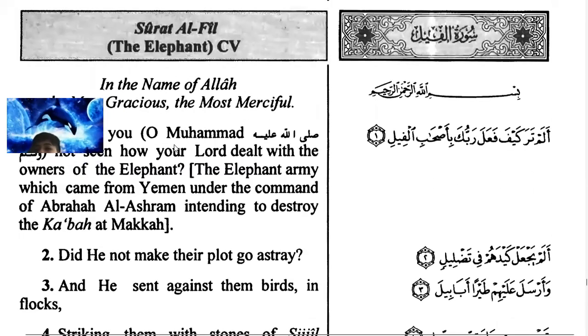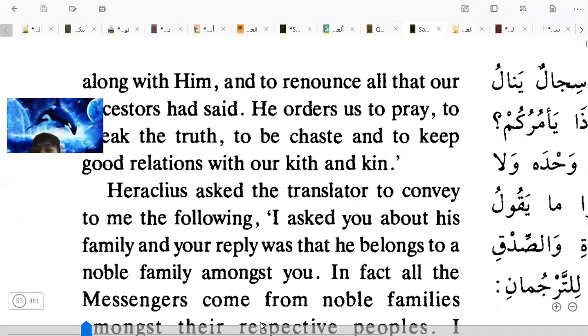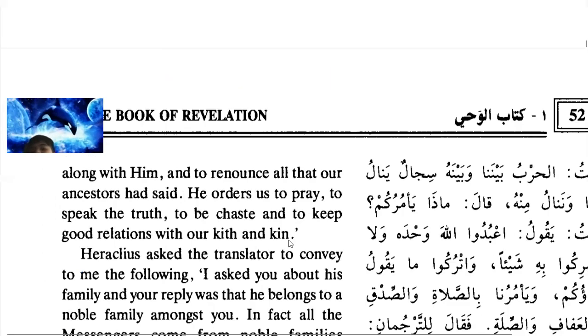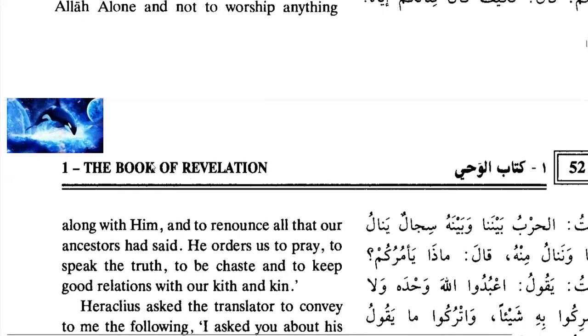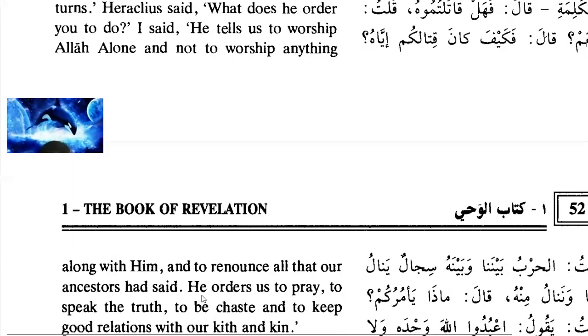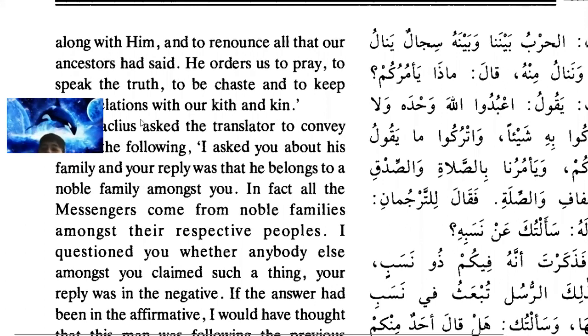So next time we start this one. Wait, if you have any question, you can ask me. I don't have. Okay. So last time we were reading this verse of Hercules and Abu Sufyan's conversation. We stopped here. Now start.